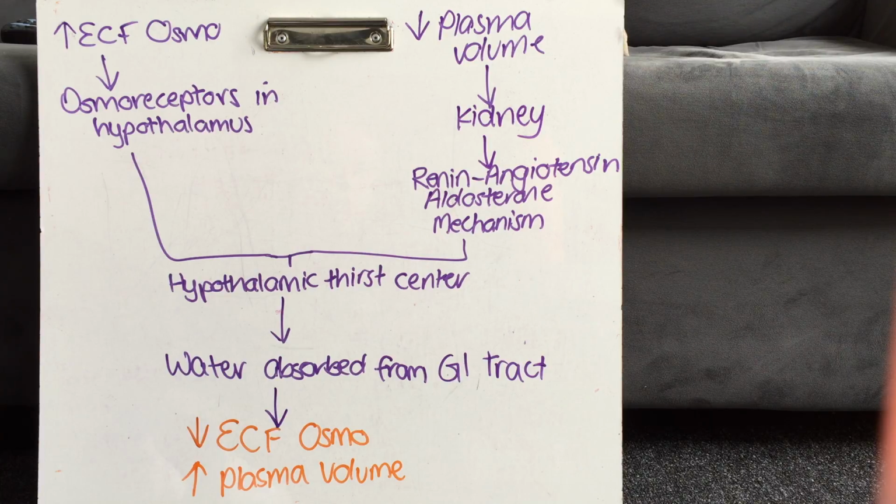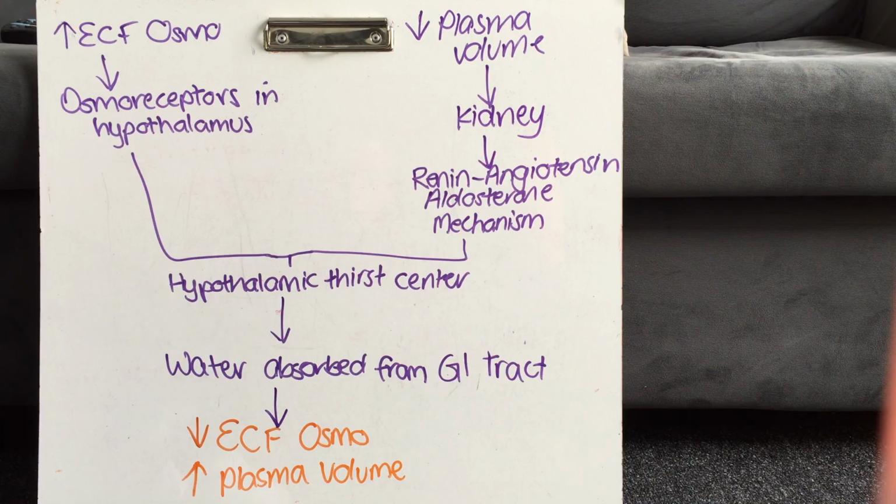So when you're dehydrated, there will also be a decreased plasma volume. This decreased plasma volume will cause a decrease in blood pressure, which will be detected by the granular cells in the kidney. The granular cells detecting the decreased blood pressure will then stimulate the renin-angiotensin-aldosterone mechanism, which involves a cascade of reactions which ultimately results in an increase of angiotensin II. This increase in angiotensin II then also works on the hypothalamic thirst centre.